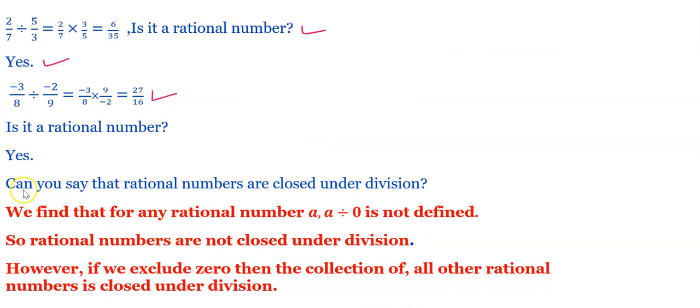Yes. Now, can you say that rational numbers are closed under division? See here, we find that for any rational number a, a upon 0 is not defined, because any number which is not equal to 0 upon 0 is not defined. However, if we exclude 0, then the collection of all other rational numbers is closed under division.